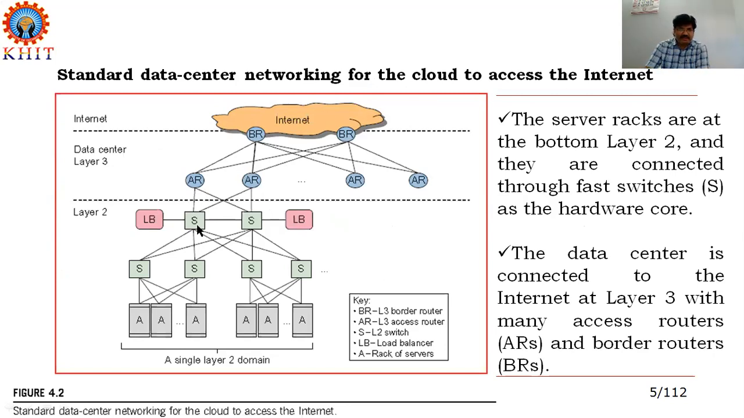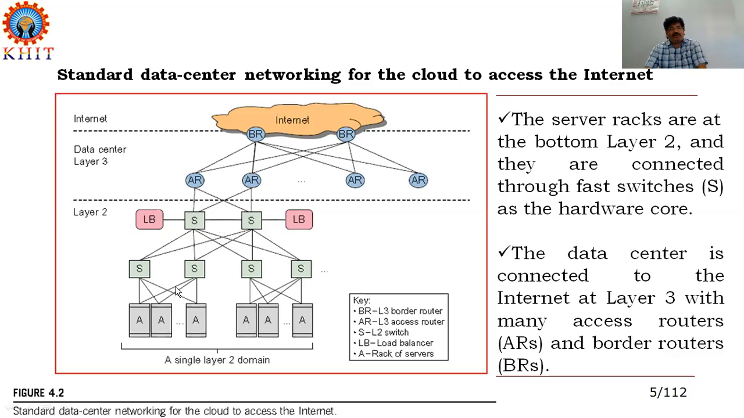Now here there are three different layers. This is layer one, the top layer. The top layer occupies the internet, and the middle layer is where the data centers are loaded, and the bottom layer occupies various switching. S stands for switches, various switches, and A stands for a collection of rack servers which are interconnected together, and here two load balancing tools are also maintained.